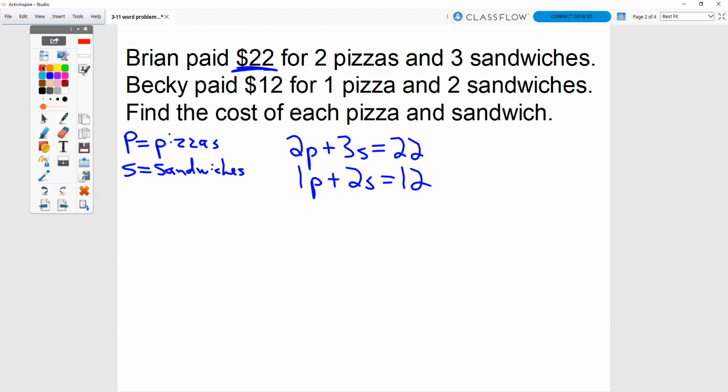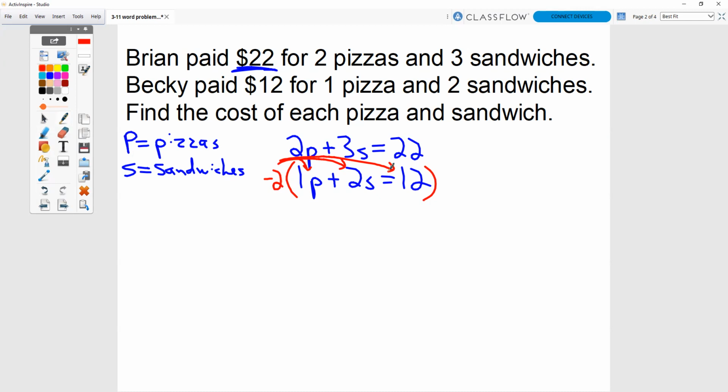Just like we did in yesterday's lesson, we need to multiply to create opposites. I always like to look for the 1, all right? The opposite of 2P is negative 2P. To get a negative 2P down here, I need to multiply this bottom equation by negative 2. Remember that you need to distribute to all 3 terms. So negative 2 times, negative 2 times, negative 2. We want to distribute all 3 times. One of the most common mistakes that people make is forgetting to distribute all 3 times.